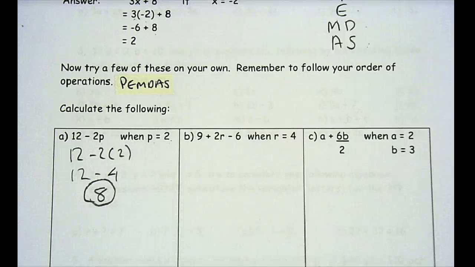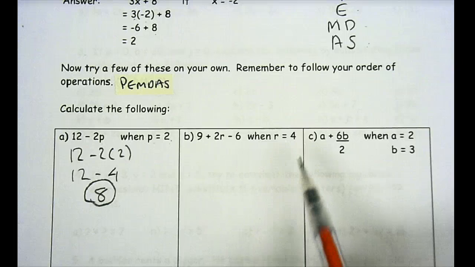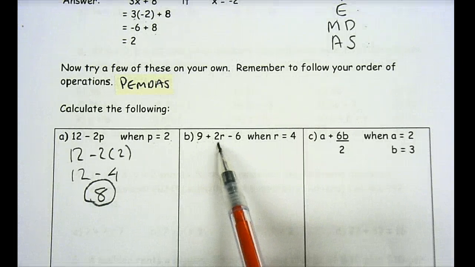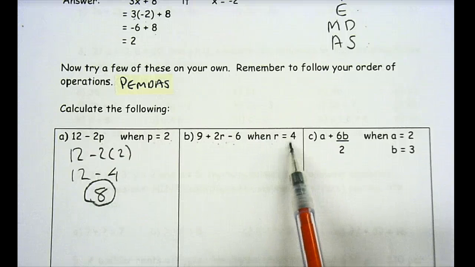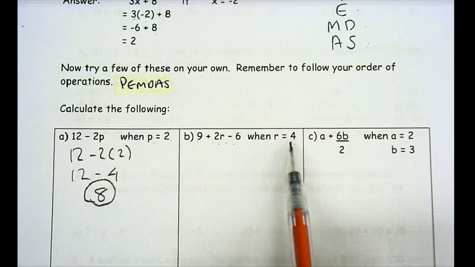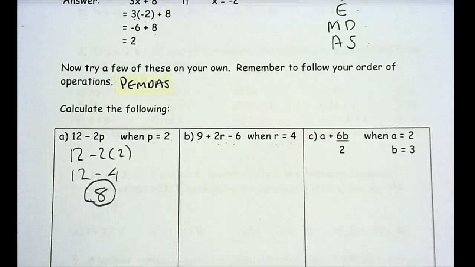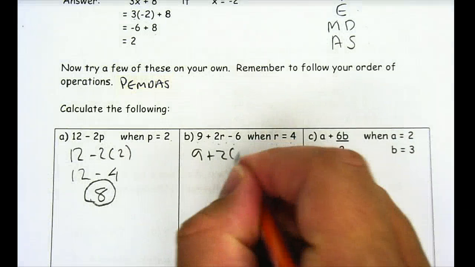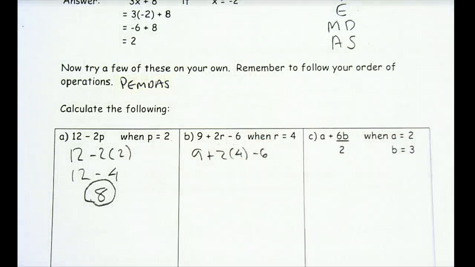Okay, let's see how this one goes. For this one, there's one variable again. I have to replace r because it's 9 plus 2 times r minus 6 when r is equal to 4. So what I have to do is replace the r in the problem with 4, because r is equal to 4. So I write out the problem: 9 plus 2 times 4 minus 6.